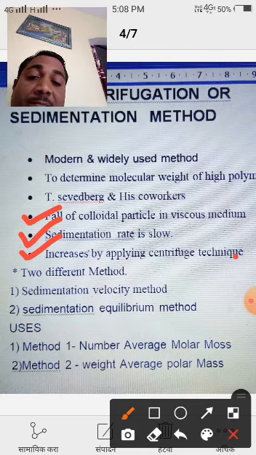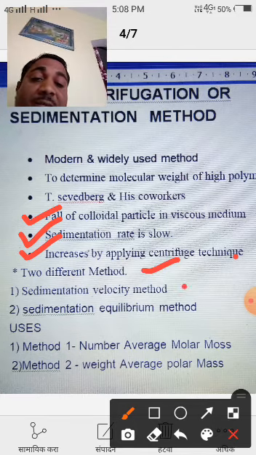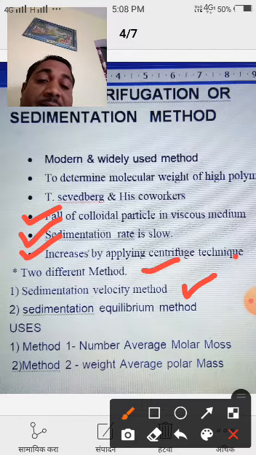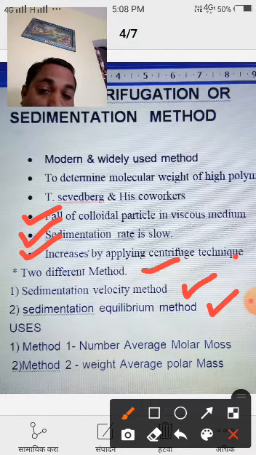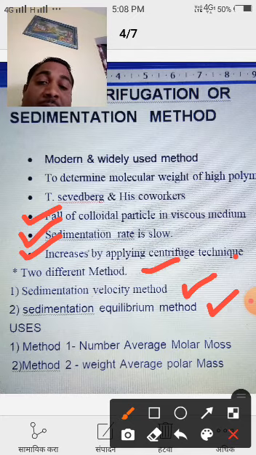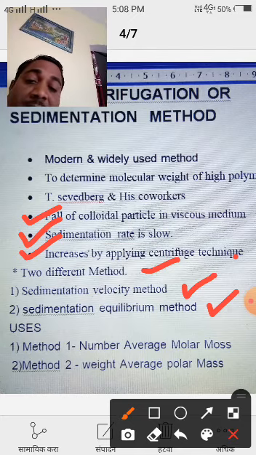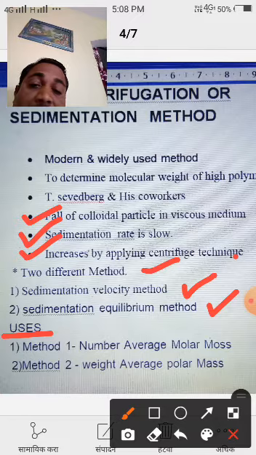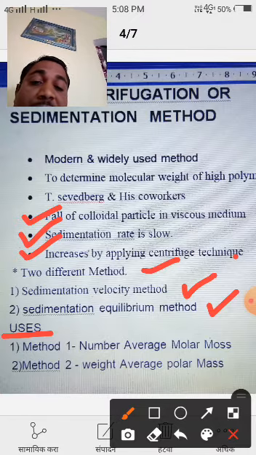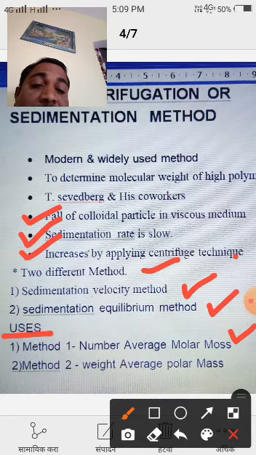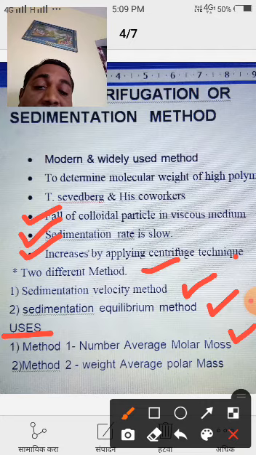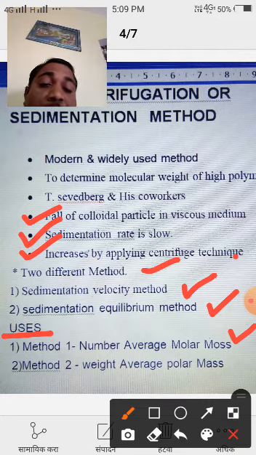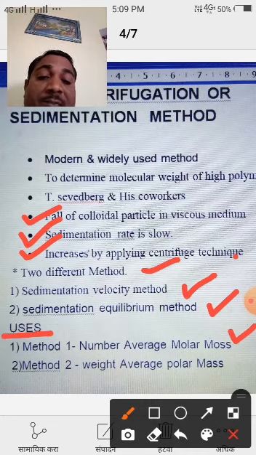There are two different methods for sedimentation. The first is the sedimentation velocity method and the second is the sedimentation equilibrium method. These two methods are used for two different purposes. The sedimentation velocity method is used to find the number average molar mass, and the sedimentation equilibrium method is used to find the weight average molar mass of a given polymer sample.